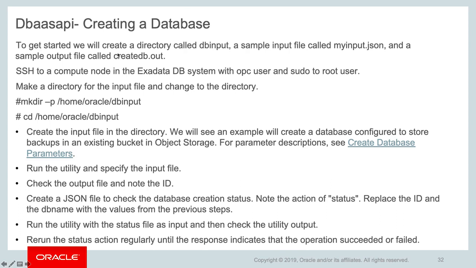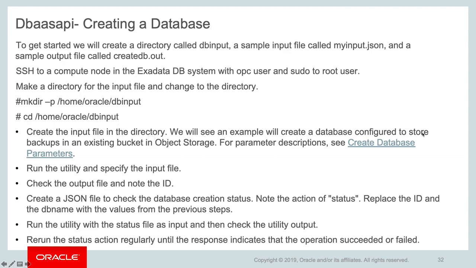To get us started, we will create a directory called db_input, a simple input file. You can give it any name. I prefer to give it input.json, and a simple output file called createdb.out. So you need to SSH to a compute node in the Exadata database system with the opc user and sudo to the root user, and create a directory which is going to hold these files for these manual activities. So I changed directory to db_input. I created the input file in the directory, and we'll see an example.